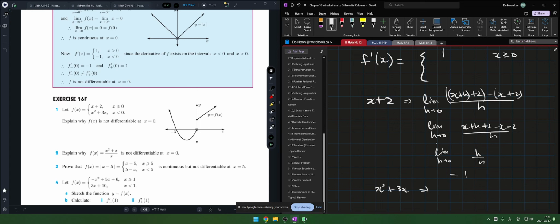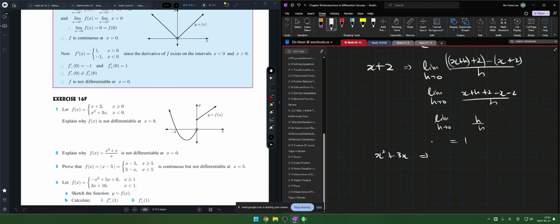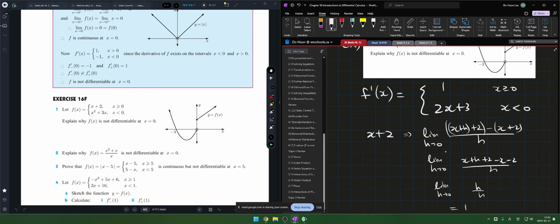Okay. I'm just going to do this fast. It's 2x plus 3. I don't know how I did it, it just came to my mind. So it's 2x plus 3 when x is less than 0. Well, is it differentiable at x equals 0? Then f prime of x is 1 when x is greater than 0. And at 0, 2 times 0 plus 3 is 3.